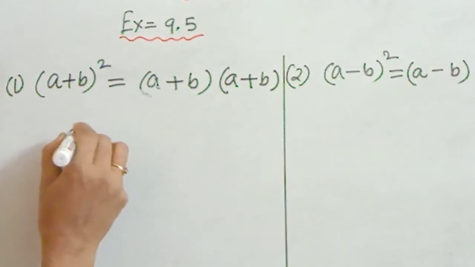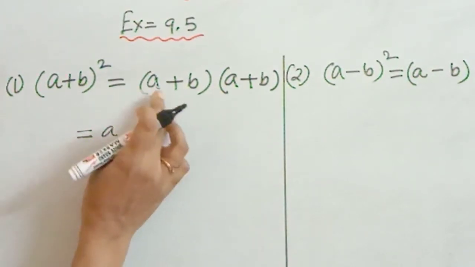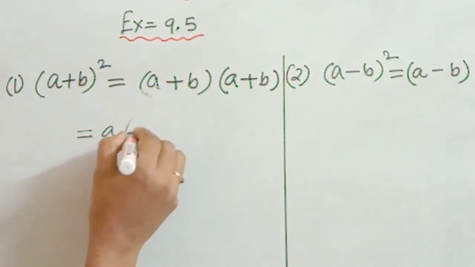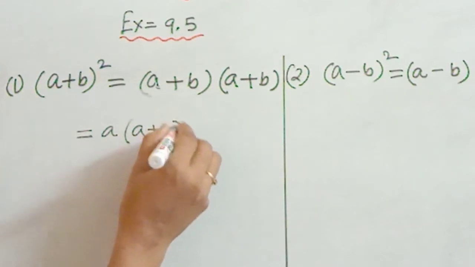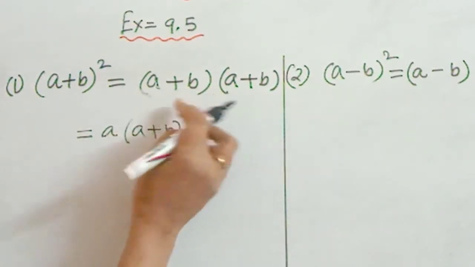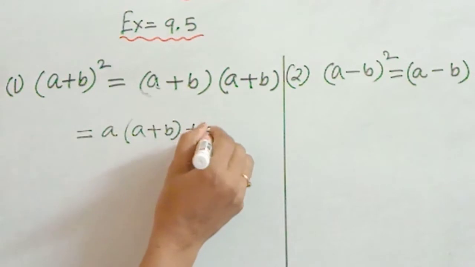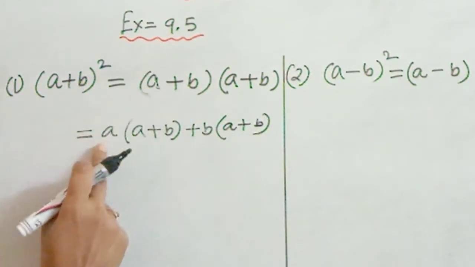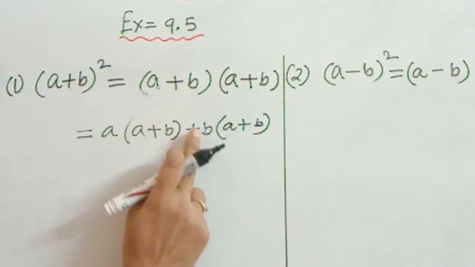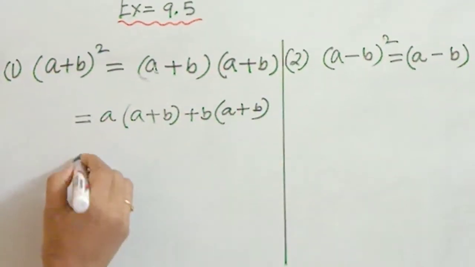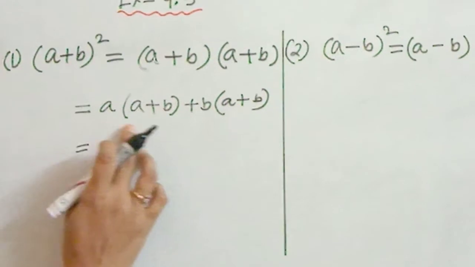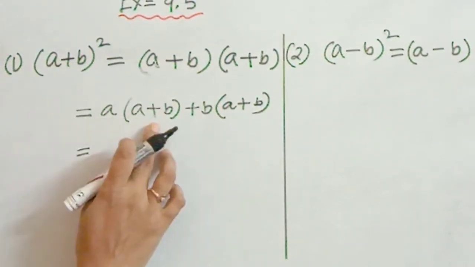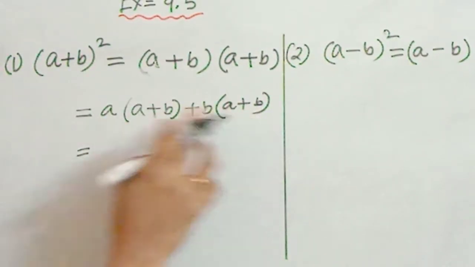So open the first one: a into (a plus b), then plus b into (a plus b). Now the third step will be monomial to binomial plus monomial to binomial.